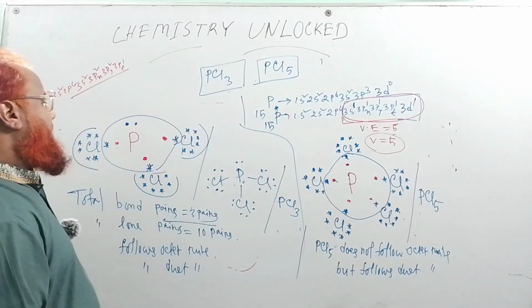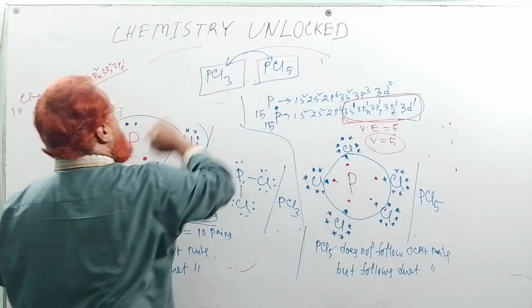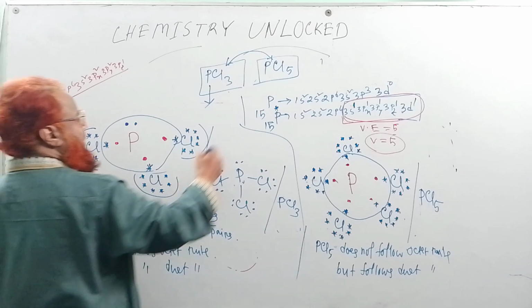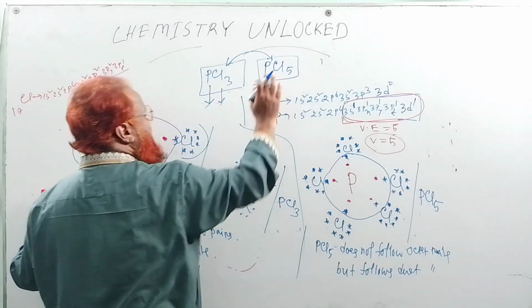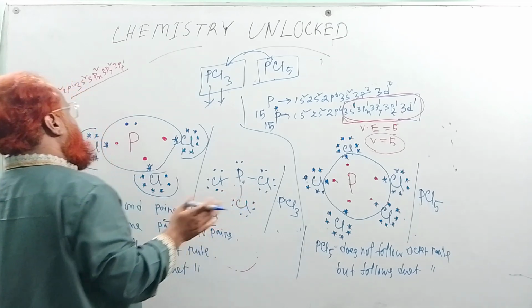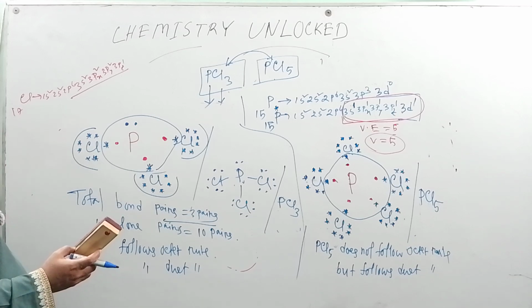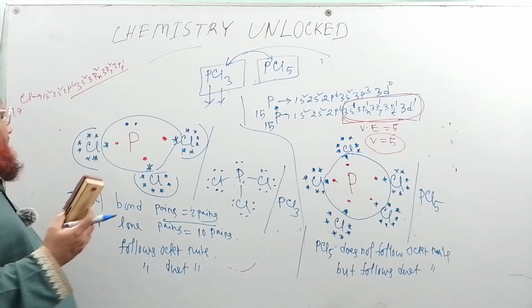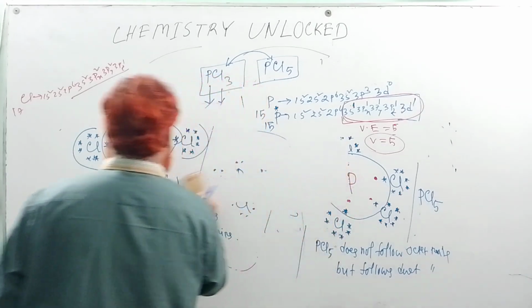Okay, my dear student. So between these two structures, PCl3 and what? PCl5, we can easily say that PCl3 follows the octet rule and duet rule both, but PCl5 follows the duet rule but not the octet rule. I think you will understand everything about this. Now we will discuss the variable valency of these two molecules. Okay. Now PCl3, PCl5. Okay. Look at here.